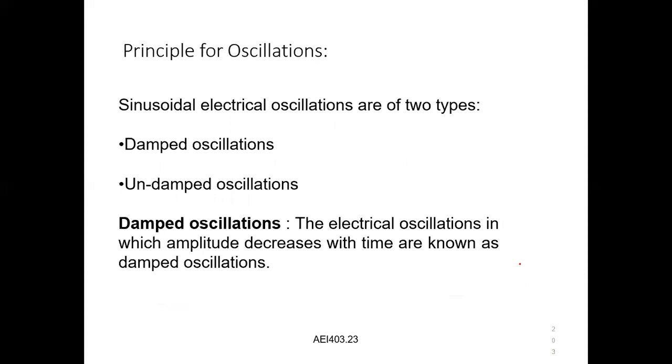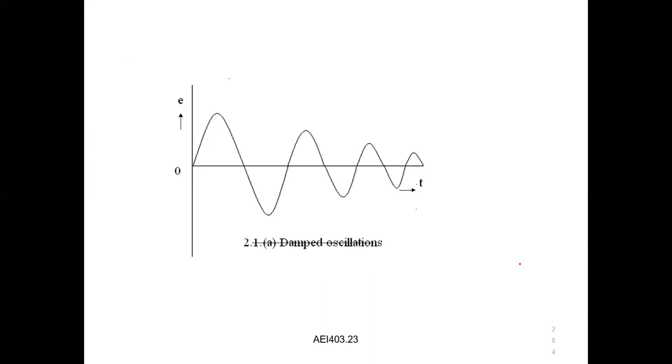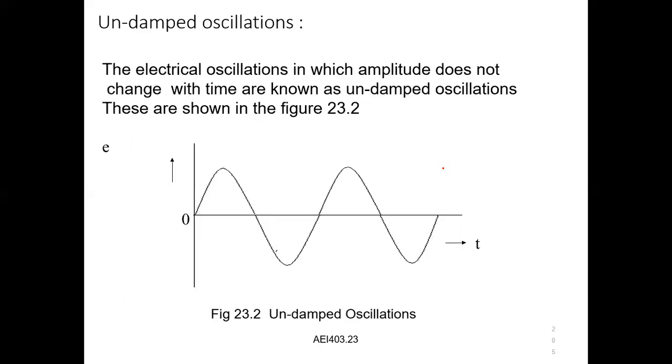One is damped oscillation, another one is undamped oscillation. The electrical oscillations in which amplitude decreases with time are known as damped. That is, initially it will be high, but at the output it will be low. That is damped. Undamped means the electrical oscillations whose amplitude does not change with time are known as undamped oscillations.